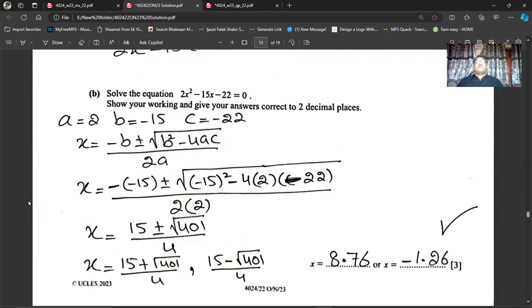So you will have minus bracket start minus 15 bracket close plus minus square root, and under the square root we will have the square of minus 15 minus 4 multiply 2 multiply minus 22, and in the denominator you will have 2 multiply 2. So you will have 15 plus minus under root 401 and the whole thing divided by 4.